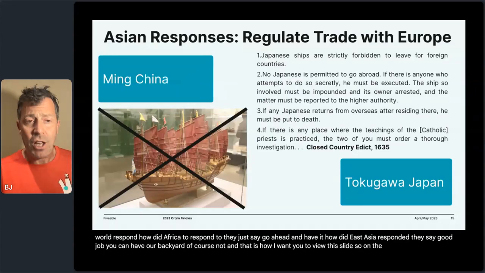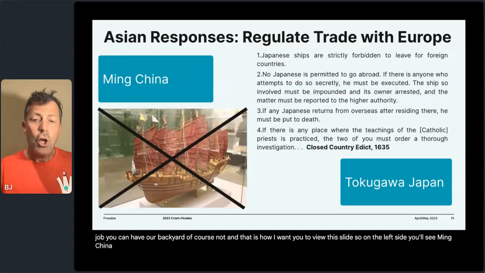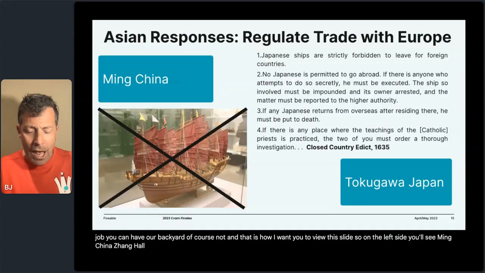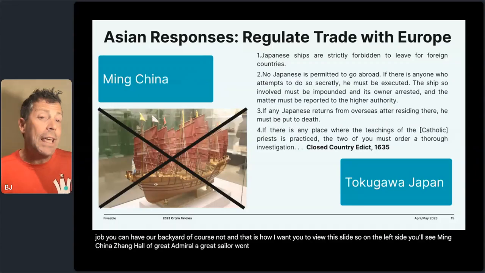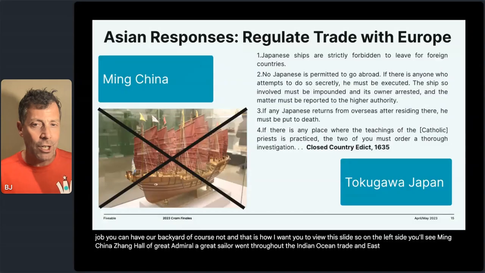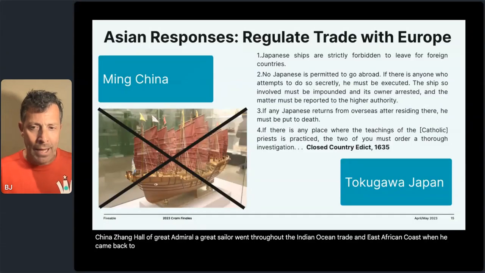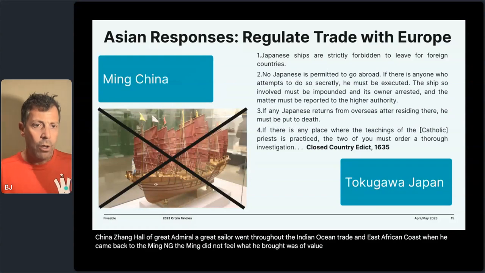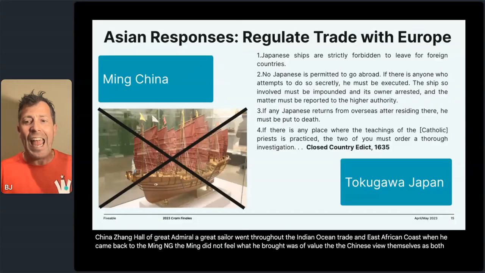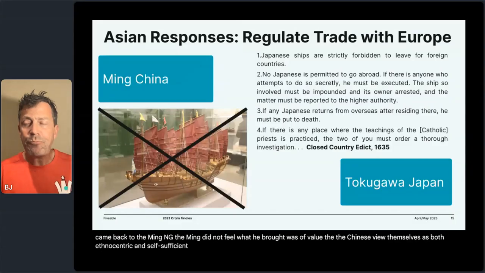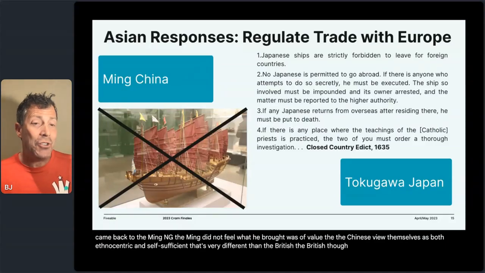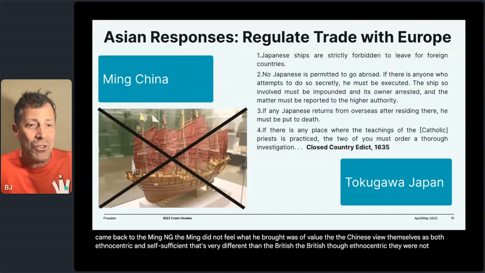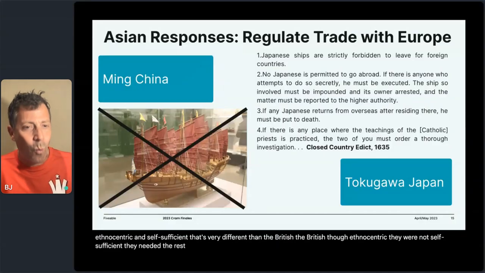So on the left side, you'll see Ming China. Zheng He, a great admiral, a great sailor, went throughout the Indian Ocean trade and the East African coast. When he came back, the Ming did not feel what he brought was of value. The Chinese view themselves as both ethnocentric and self-sufficient. That's very different than the British. The British, though ethnocentric, were not self-sufficient.